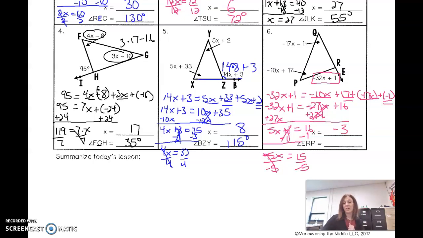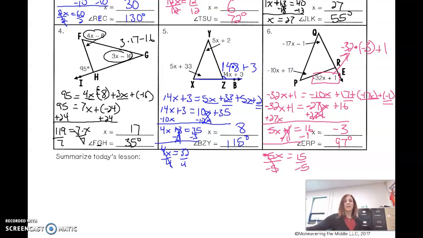It's okay that your x value is negative. Not okay if your angle is negative, though. So let's see what happens. We need to find the measure of ERP, this one right here. So that's going to be negative 32 times negative 3 plus 1. Negative times a negative is going to be positive, so 32 times 3 is 96. 96 plus 1 is 97 degrees.